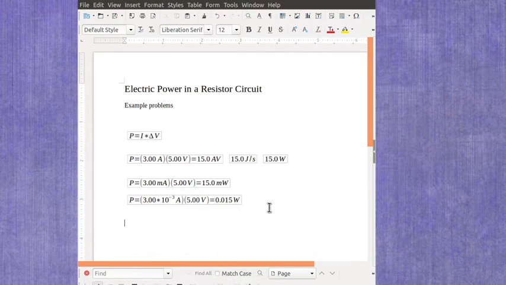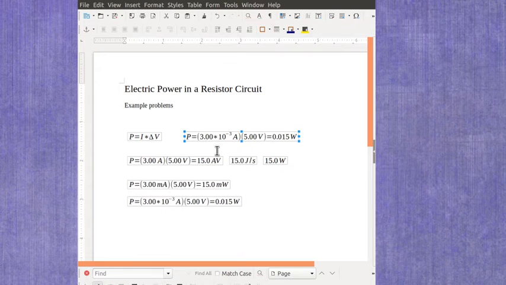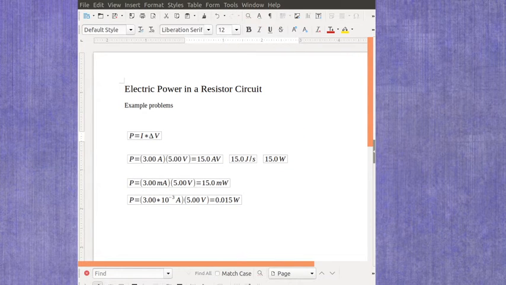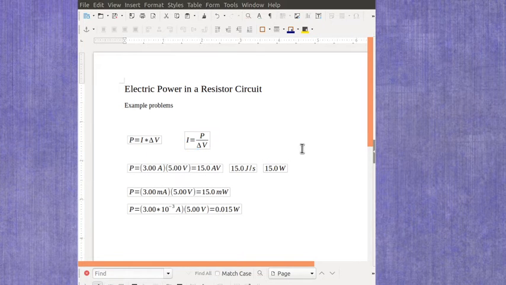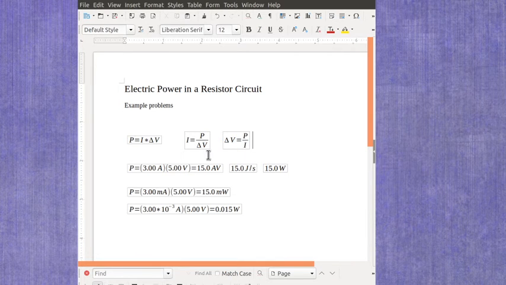Now, we could also use this equation to solve for either the current or we could solve for the voltage. So these are just the algebraic rearrangements. And again, to solve for the current, we're just dividing through by the voltage. Or to solve for the voltage, we're dividing through by the current. So you could use either of those forms of the equations.